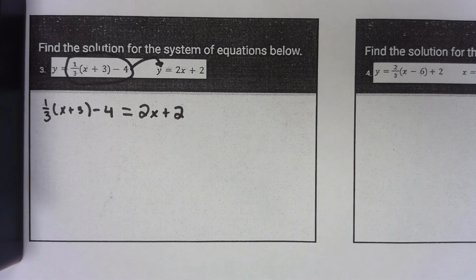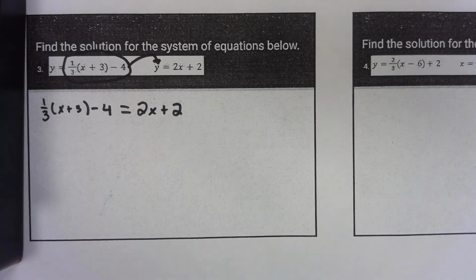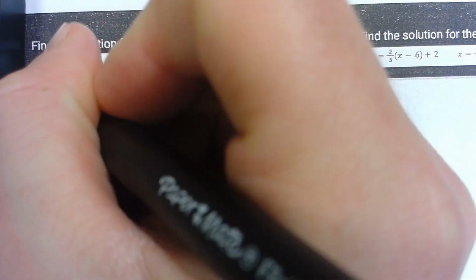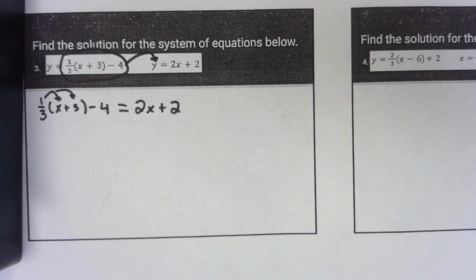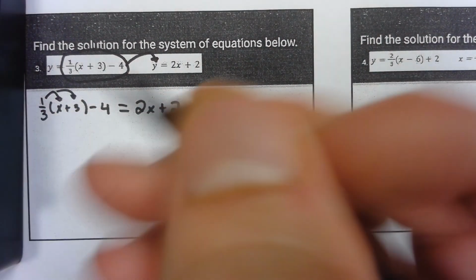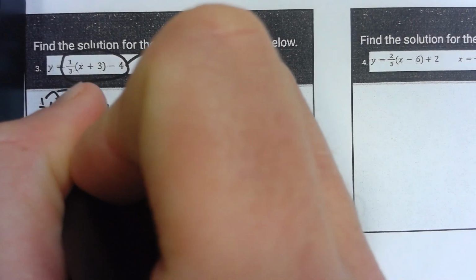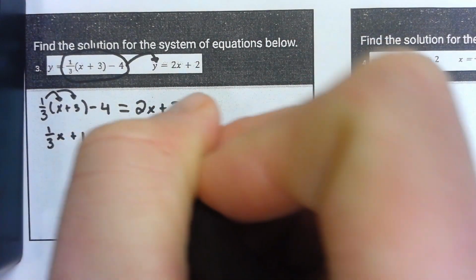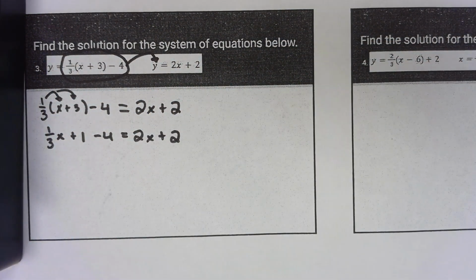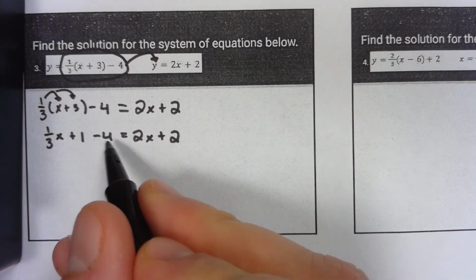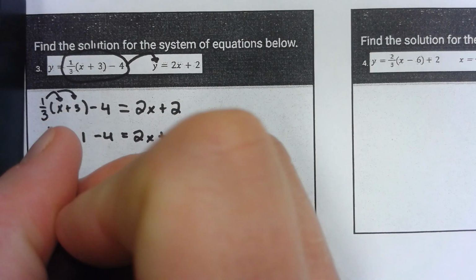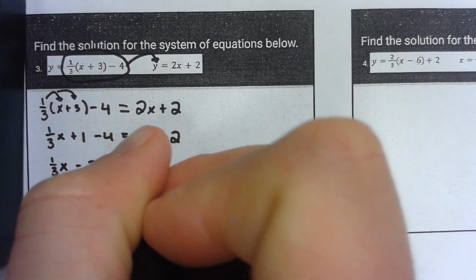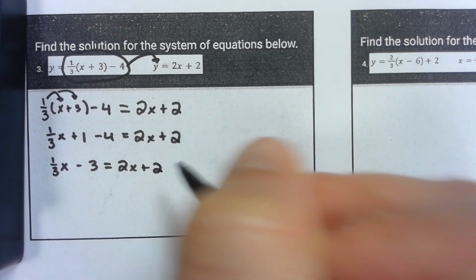And now this becomes like a problem that we saw first semester. I would always recommend that we simplify both sides, meaning I'm going to distribute this 1/3 before I do anything else. And I'm going to combine any like terms that I might have. So 1/3 times x is 1/3 x. 1/3 times 3 is 1. And then minus 4, and it equals 2x plus 2. I can combine like terms with 1 and -4, making this 1/3 x minus 3 equals 2x plus 2.